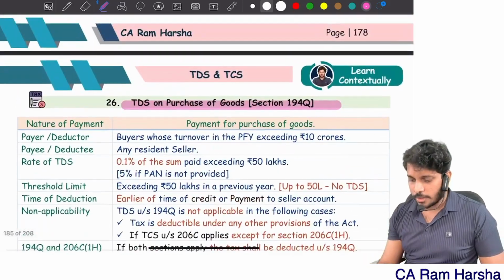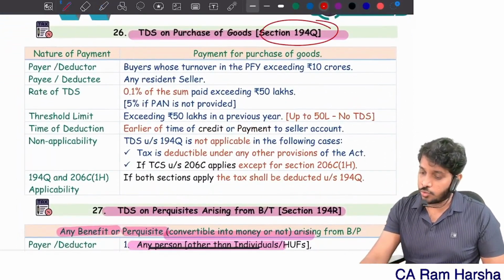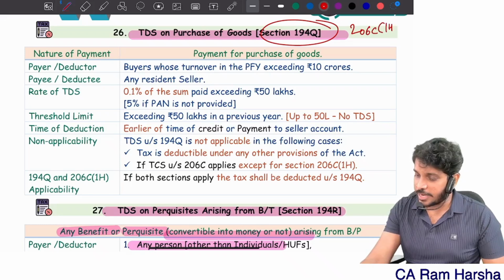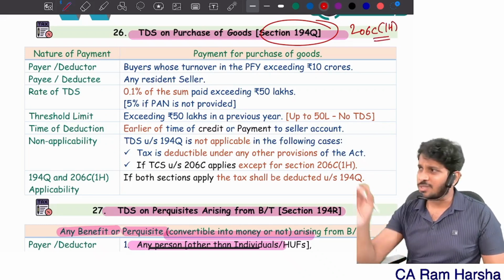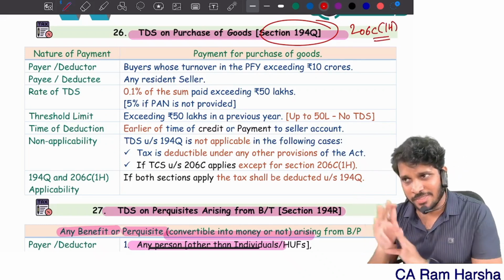Clear? Next, 194Q, which is linked with 206C 1H. Yes or no? 1 minute. 2 minutes, we'll take a gap and then continue this.